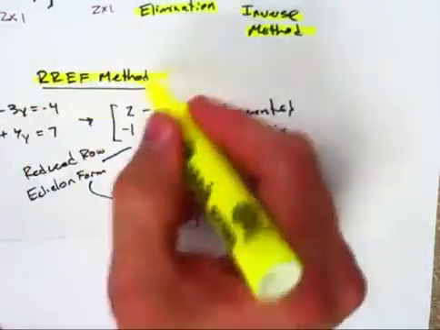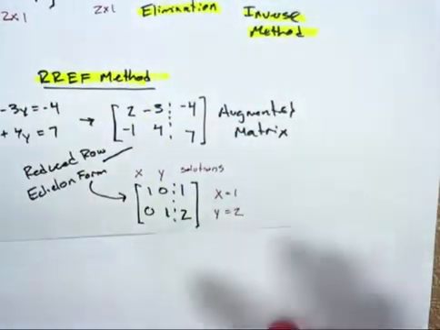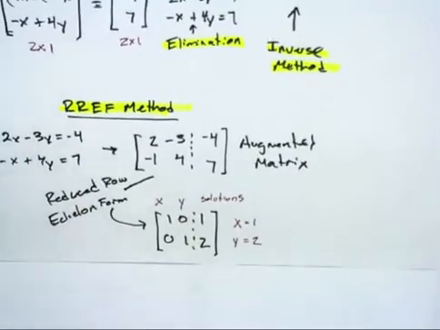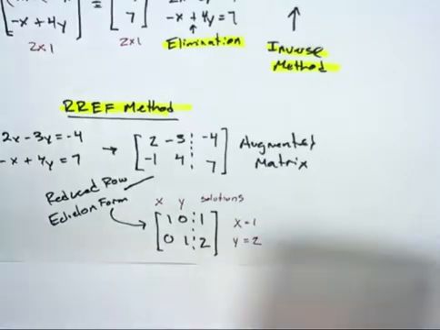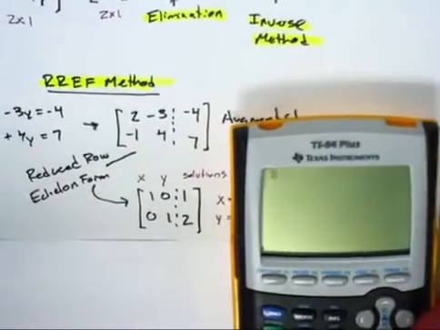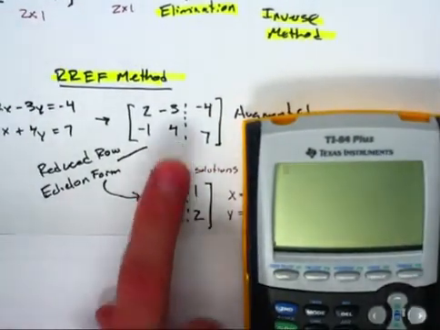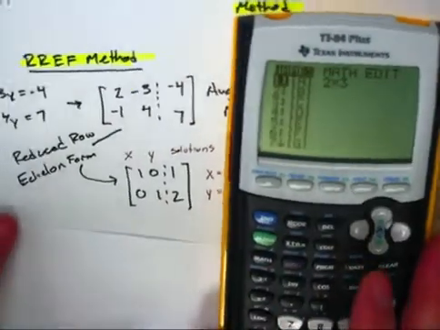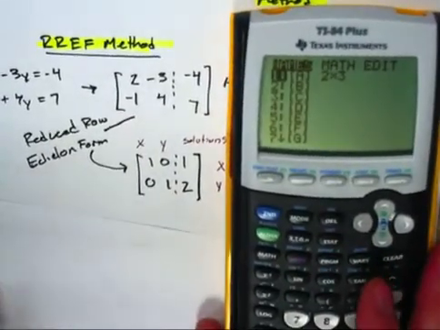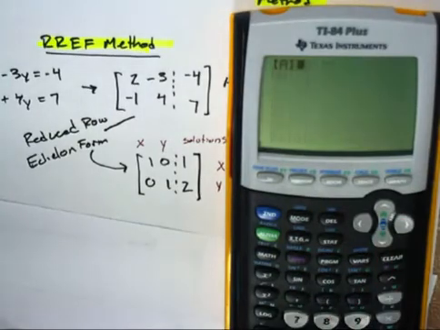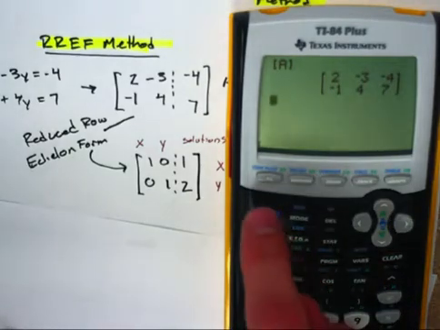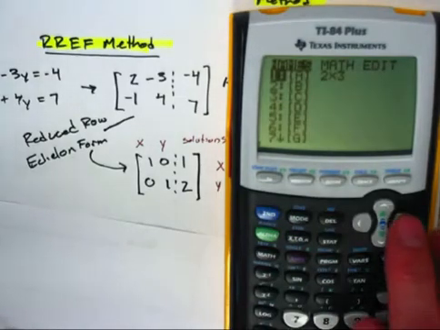Right, so that's three methods right there: elimination, inverse method and Rref method to be able to solve a system. How do you do the Rref on your calculator? Well, you have to enter this augmented matrix into your calculator. So if we do so, I already have that in here. That's a 2 by 3 now. And so as we look at that, that matrix is entered in there, 2, negative 3, negative 4, negative 1, 4, 7.